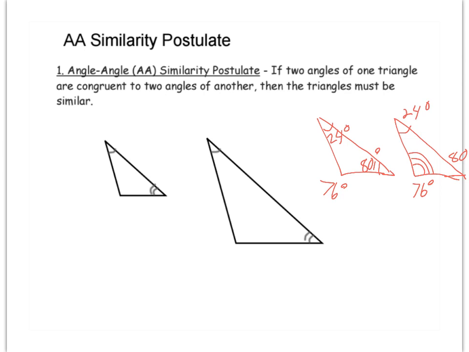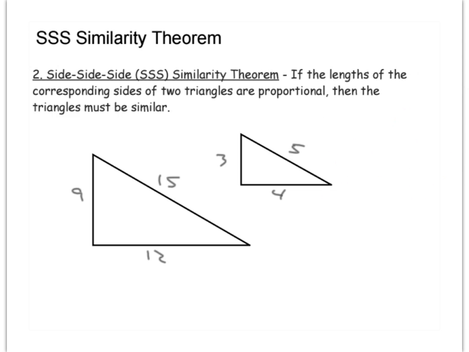So if they've just got markings, you got to have the same markings. But if they give you degree measurements, you could actually plug it in and tell from that way. Side, side, side. You got to have all three sides marked. If all three sides are not marked, you cannot use side, side, side similarity.